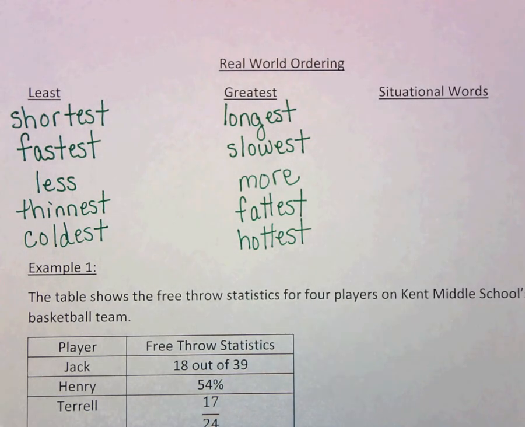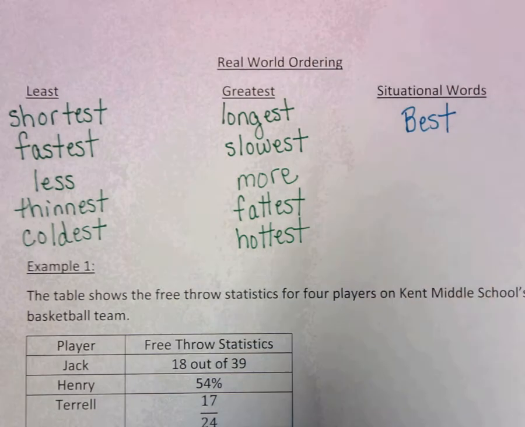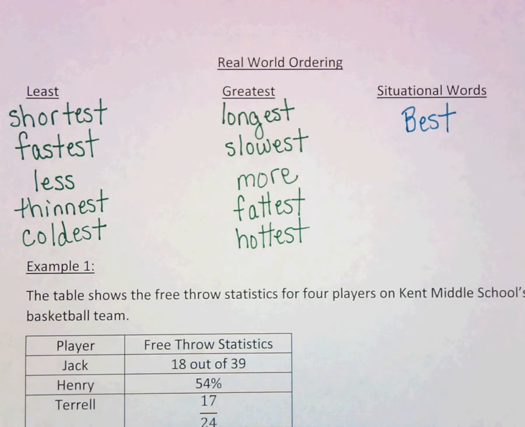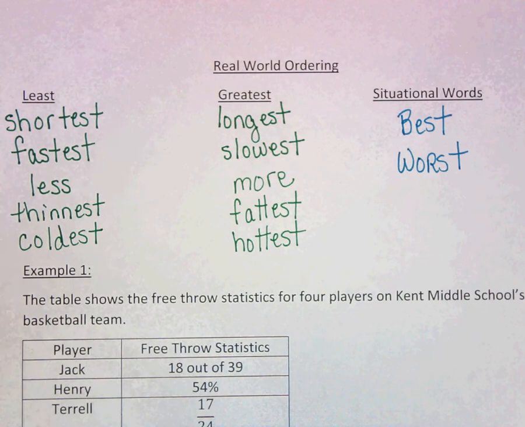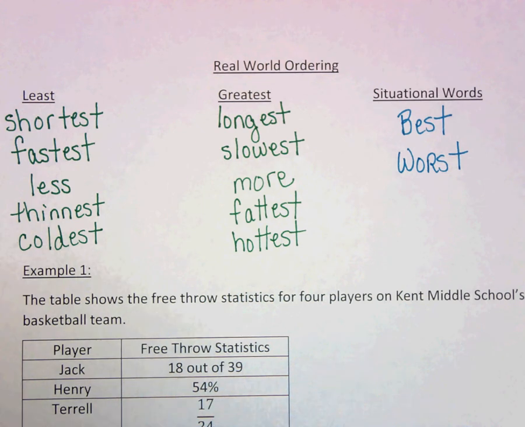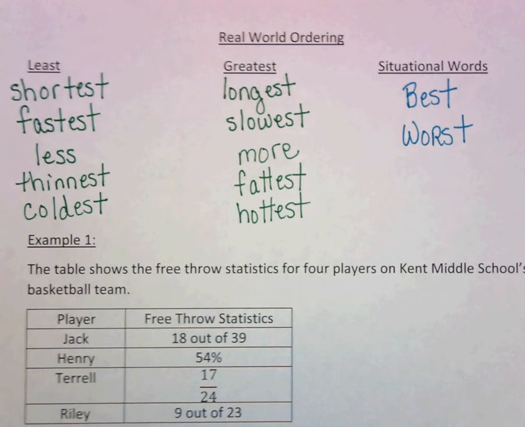There are a couple words that could be what I've called situational words, meaning depending on the situation. So for example, if I said, what is the best? Well, that could depend on what we're talking about. If we're running a race, the best is the lowest time. But if we're grading a test, the best is the highest number. So we have to be careful with the words best and worst, because that just depends on what we're talking about. There are lots and lots of other words, and if you come across more words as we work, please make sure we add them to our list.